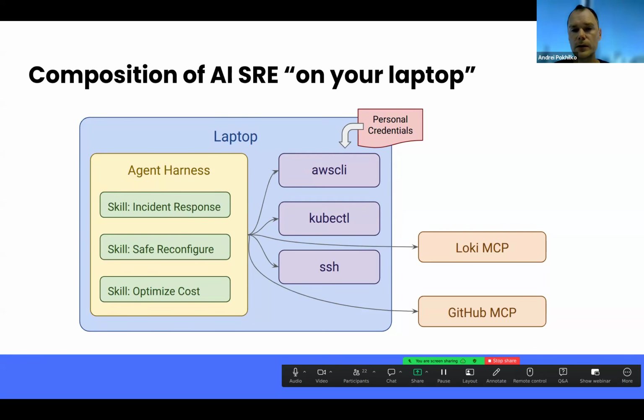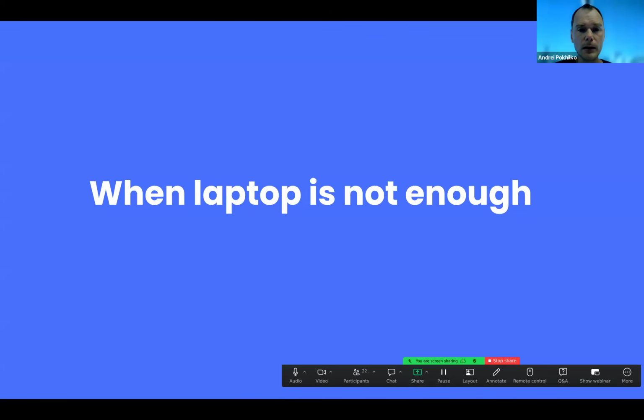Then you have some tools like AWS CLI and kubectl on your laptop. You use your personal credentials, and sometimes you go out to external MCP services, if you use the services provided by, like, GitHub or Datadog or something. This is our baseline. What is the problem with the laptop?